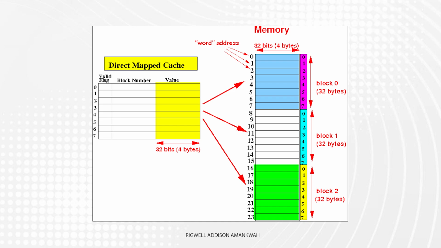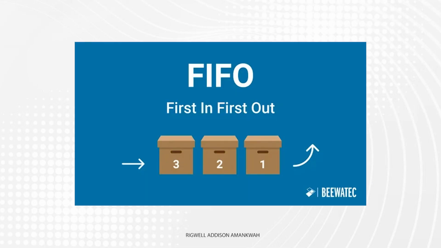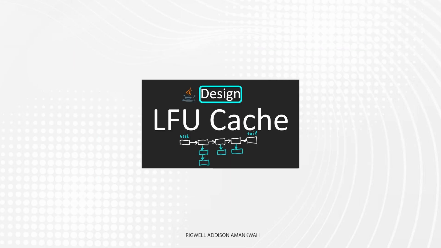Now, replacement policies. Caches have a limited size. When a cache miss occurs and a new cache line needs to be brought in, but the cache is already full, an existing cache line must be evicted to make space. Replacement policies are algorithms used to decide which existing cache line is removed. Common policies include the LRU, which is the least recently used. We have the FIFO, which is first in, first out. We have the LFU, which is the least frequently used.